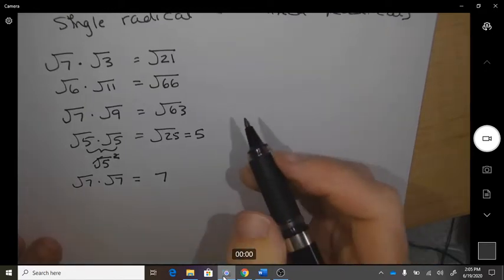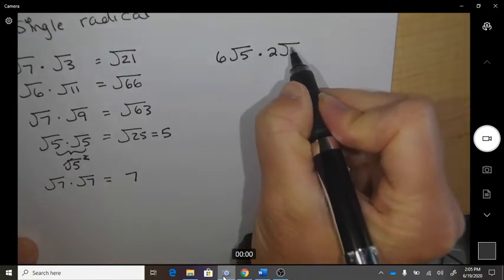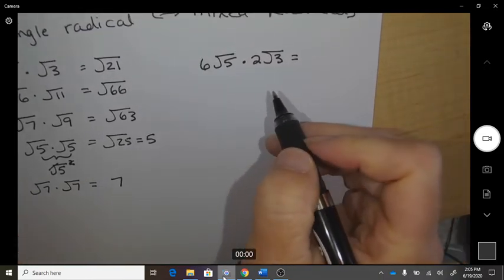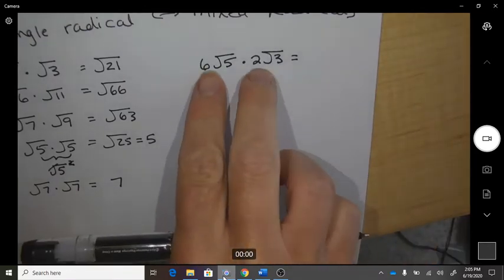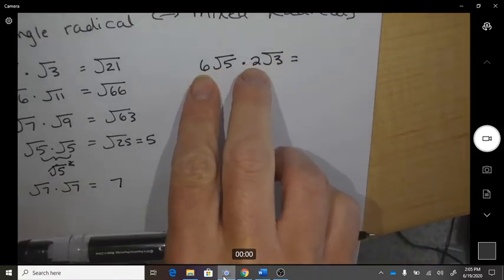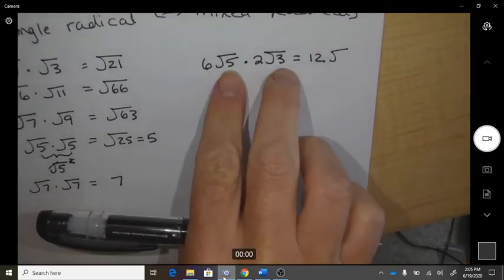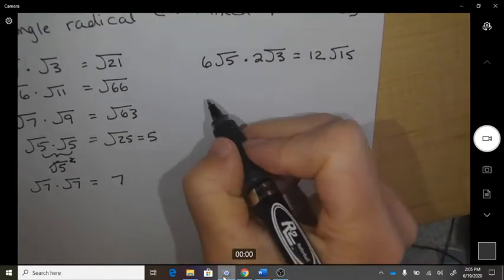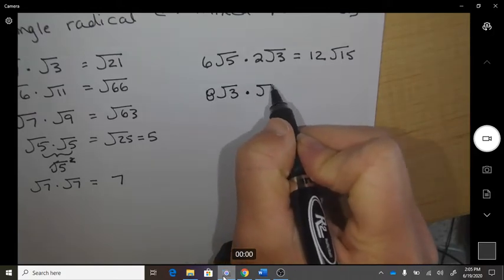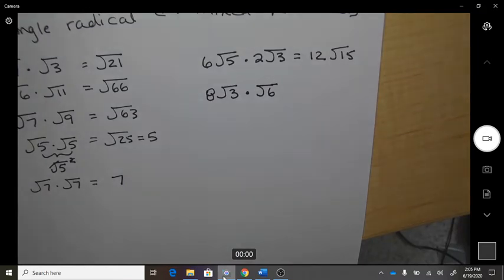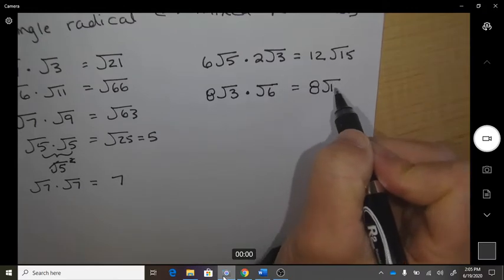Okay, if I do something like this, where I'd like 6 root 5 times 2 root 3, so this part you would have to treat your whole numbers or your coefficients separately than your radical pieces, where you'd have 12 as a coefficient, root 15 as a radical. So here you have to have your coefficients. We have a coefficient of 8 and radical parts, root 18.